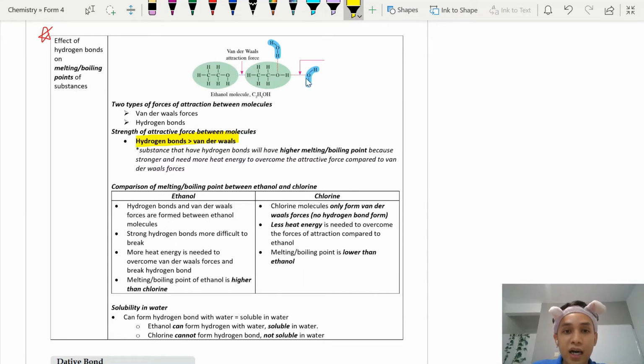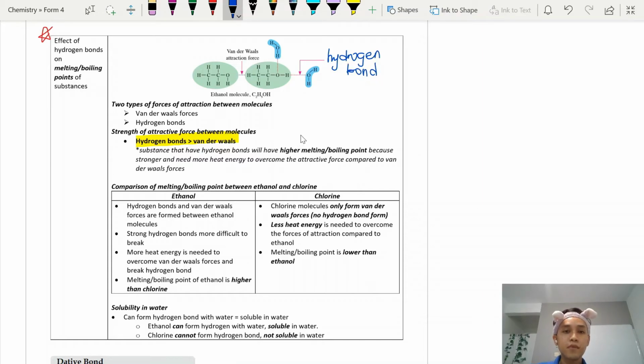But hydrogen bonds can only exist in compounds or substances that have highly electronegative elements, meaning you must have oxygen, nitrogen, or fluorine. Only then can you form hydrogen bonds. So in the case of the ethanol molecule, we have van der Waals forces, and then we also have what they call a hydrogen bond. Here, we have two types of attractive force.